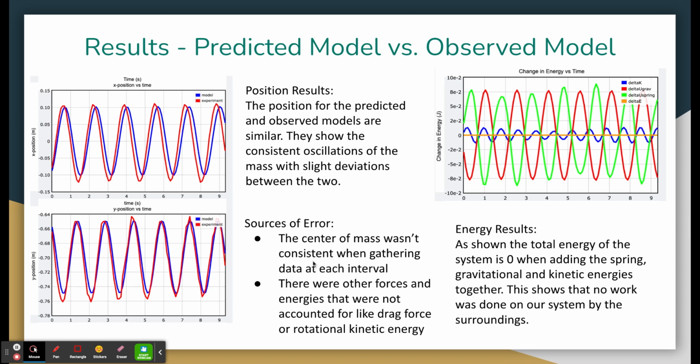This could be one source of error, because we never gathered the same consistent middle point of our mass at each interval. And then for our energy principle, we can see that the total energy of the system is zero for the spring, gravitational, and kinetic energy, which shows that there's no work done by the system. Although this is accurate, we do know that there are other forces at play that we neglect because we want to make sure that we can determine if the two systems are equal. So drag force or rotational kinetic energy could explain these differences.